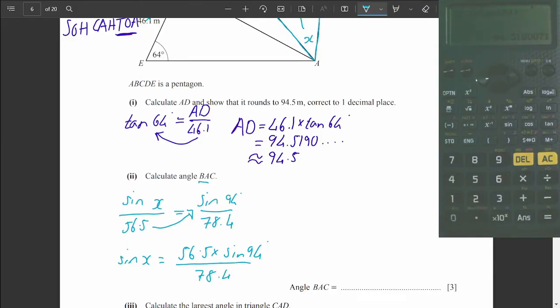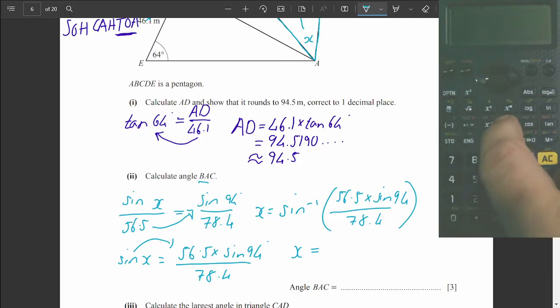And then I want to move the sin, so it will be the inverse of sin, and then the rest. So let's put it into a calculator like that. Shift sin, fraction 56.5 times sin 94 over 78.4, close bracket, equal.